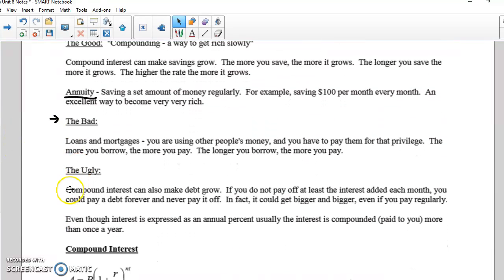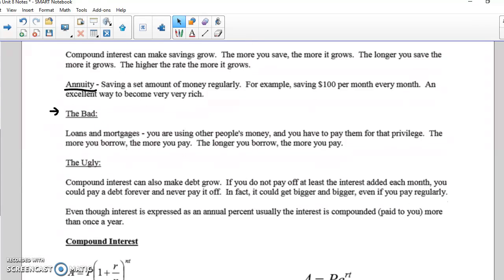And we come to the ugly. Compound interest can also make your debt grow. If you're not paying off at least the interest added each month, you could keep paying your debt forever and never pay it off, because you just keep accruing more and more interest. So basically, interest is just going to keep growing and growing. And if that's growing not from savings but from debt, for money that you owe, then you're just going to keep owing more and more money. So this is just a little bit of background.